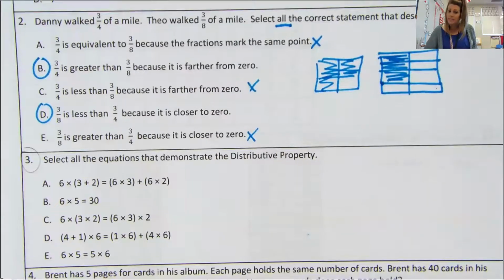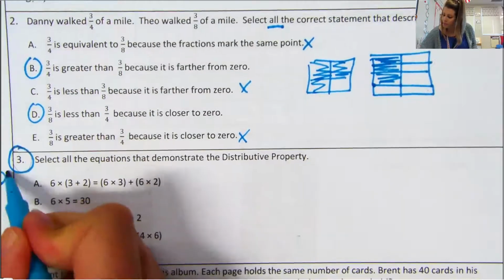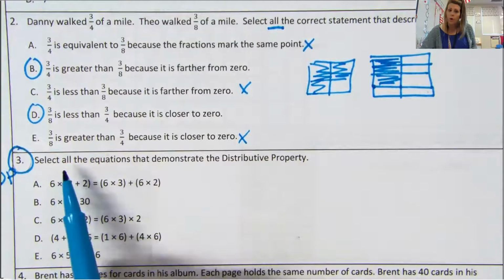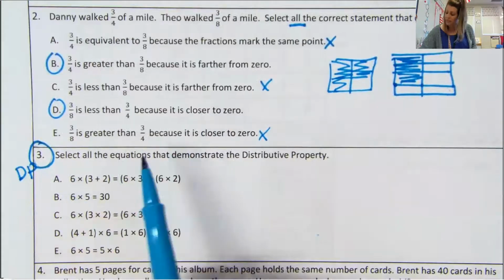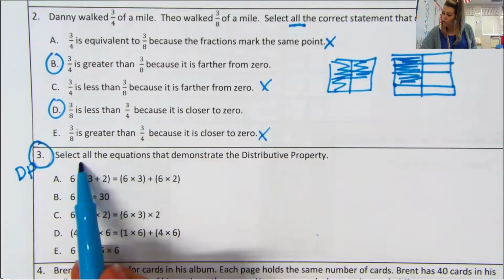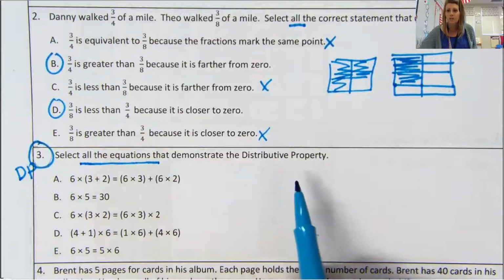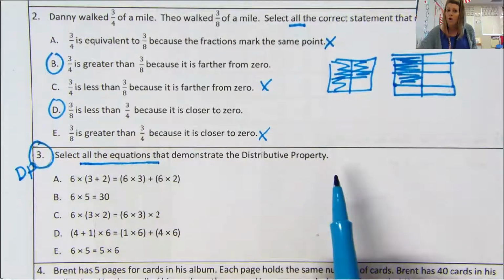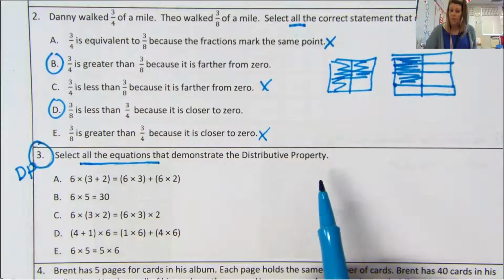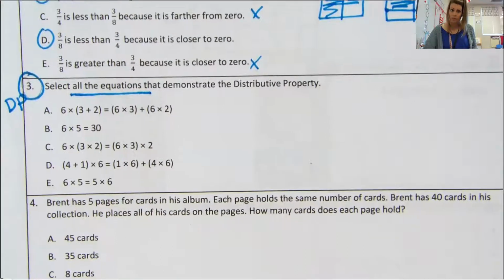Number 3, guys, is your discussion post. Go ahead and circle that and put a DP. You are going to go back at the end of this and revisit number 3. Select all the equations that demonstrate the distributive property, okay? So where we're breaking it apart. Remember, we've done that before. All right, way back in our time machines on that one.